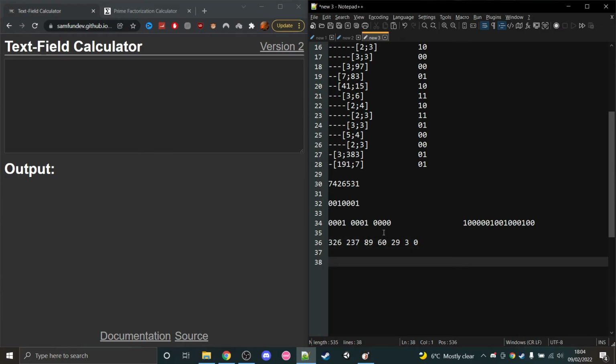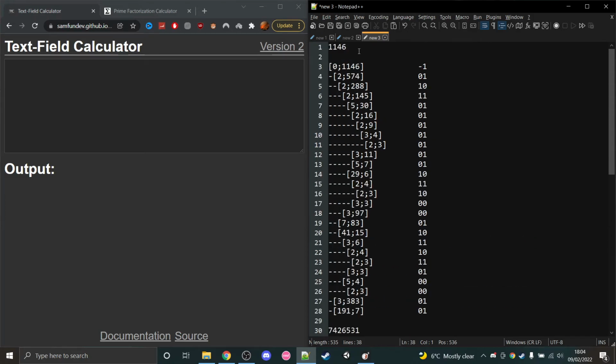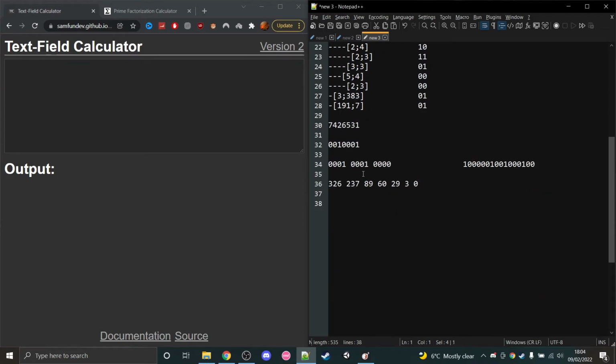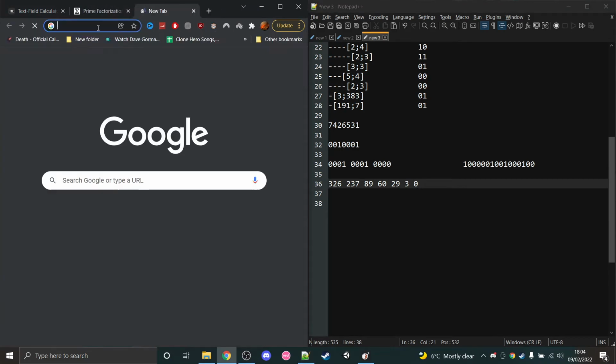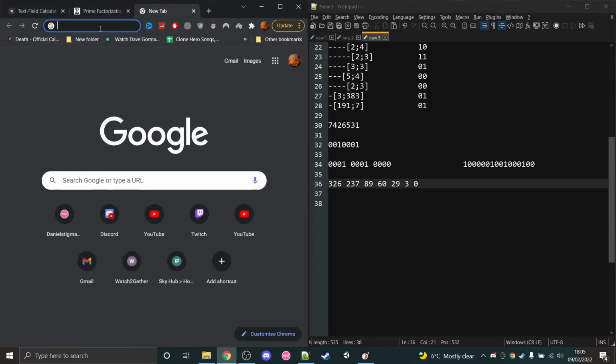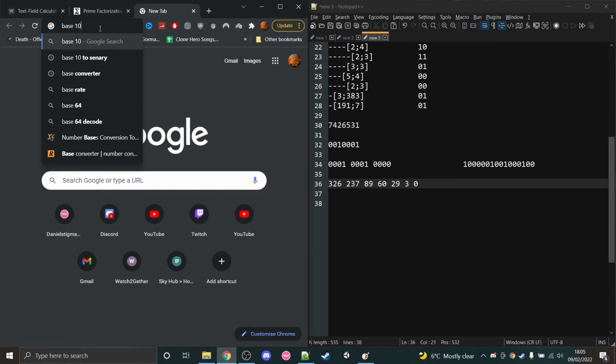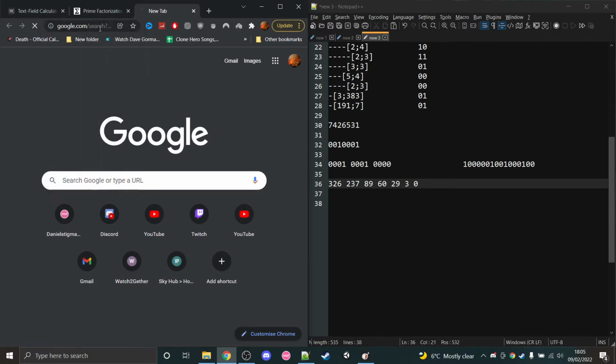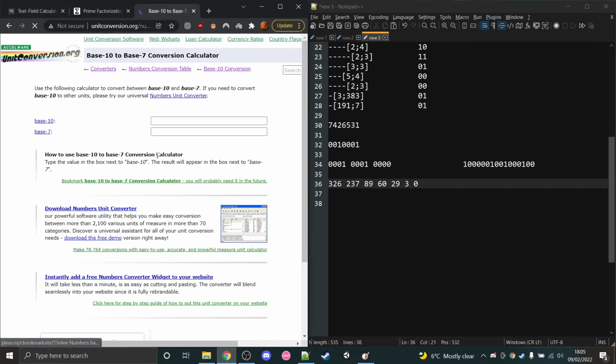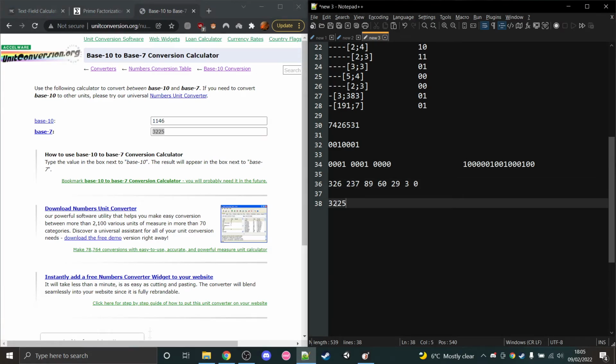Right, now what we need to do is take our starting number up here and convert it to another base, a base that is equal to however many of these numbers we generated from reductive modulo. In total we generated 7 numbers, so we need to convert this to base 7. Base 10 to base 7. Plug that in and we get the number 3225.